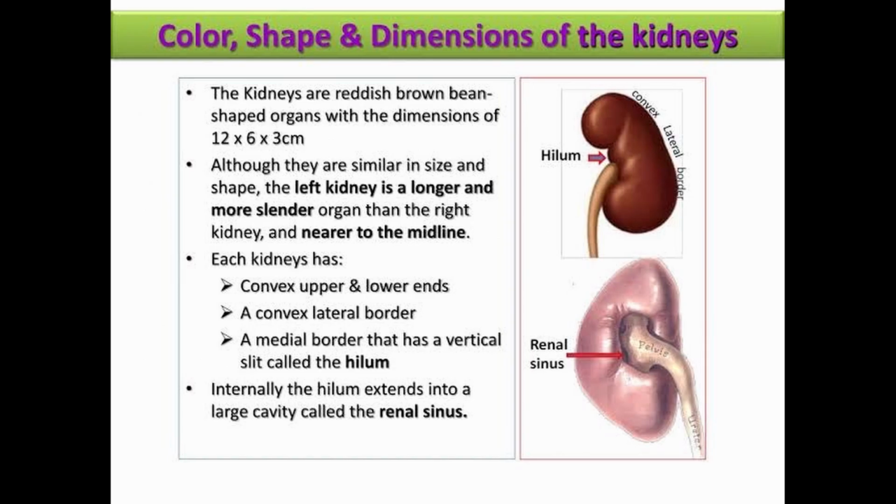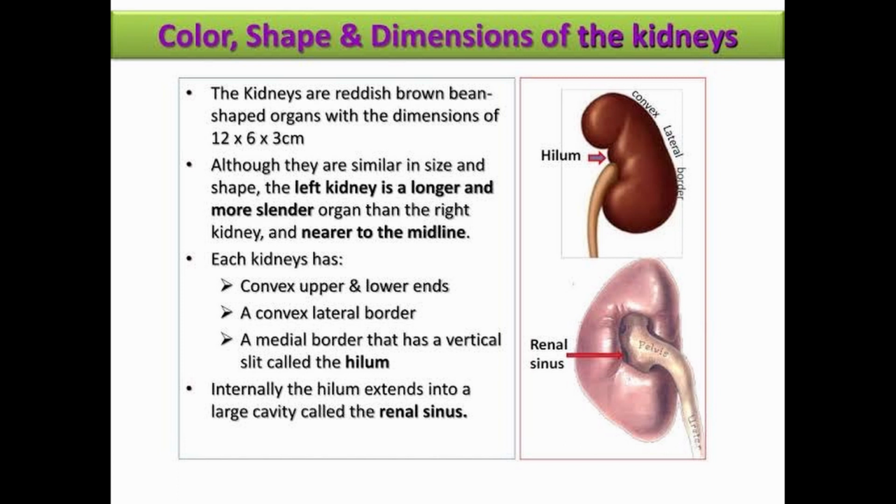So now we discuss the color, shape and dimensions of the kidney. The kidneys are reddish-brown, bean-shaped organs with dimensions of 12 cm long, 6 cm broad and 3 cm thick. So these are the dimensions of the kidney. Although they are similar in size and shape, the left kidney is a longer and more slender organ than the right kidney and nearer to the midline. So the left kidney is nearer to the midline than the right kidney and slightly longer than the right kidney.